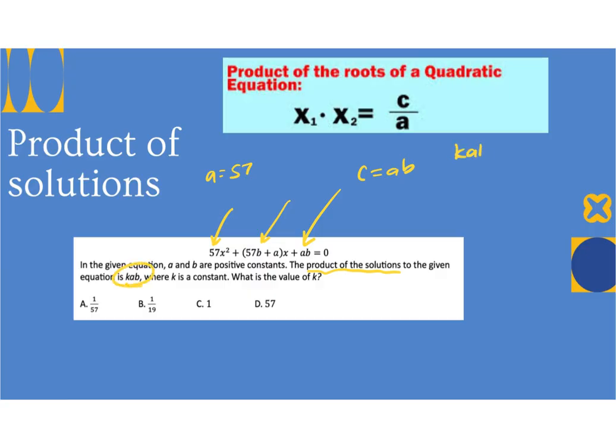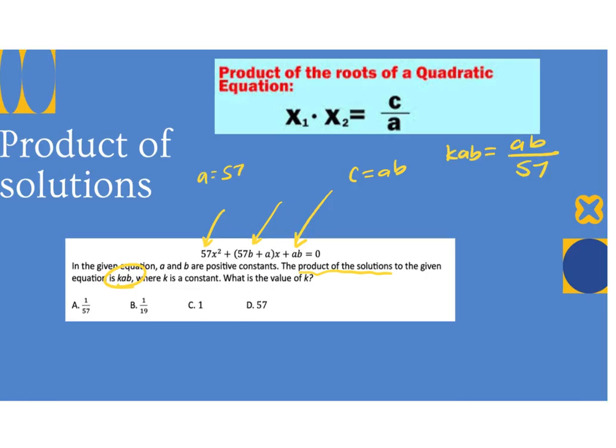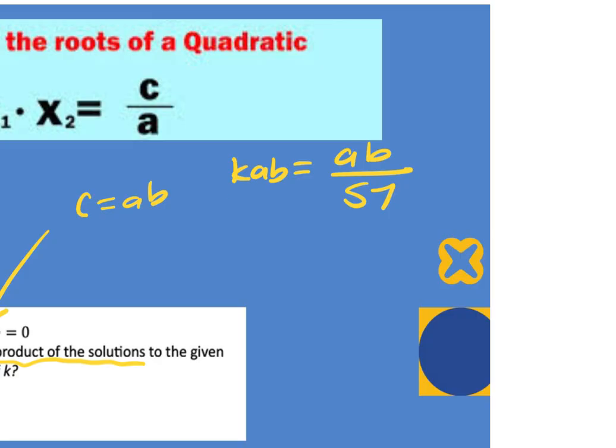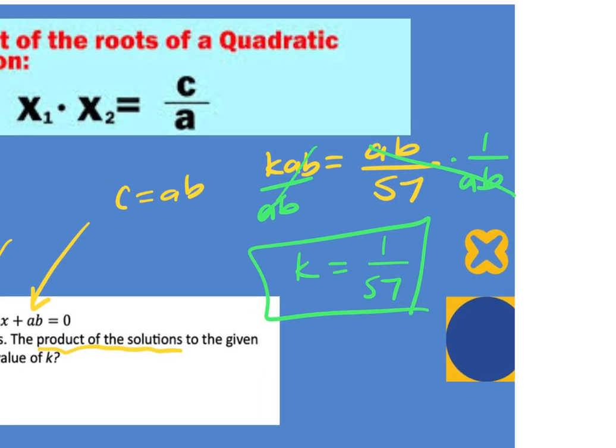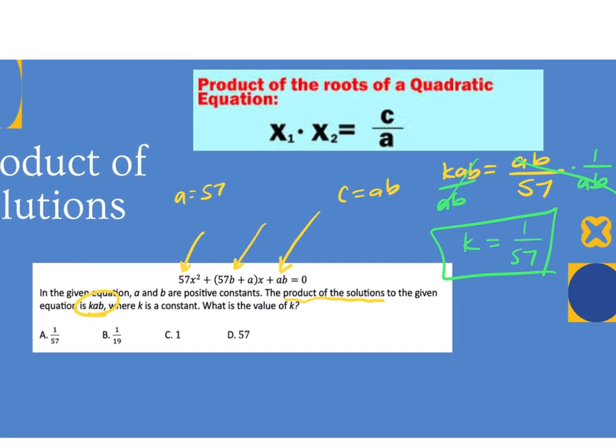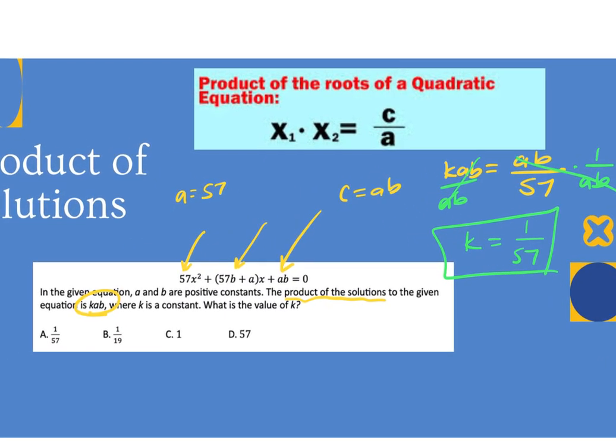So KAB equals c, which is ab, over a, which is 57. To get the k by itself, I would divide by ab or multiply by 1 over ab. And k equals, it cancels again, 1 over 57. So it's something that if you know the trick is not that bad. But obviously if you don't know that trick, you're kind of at a dead end.